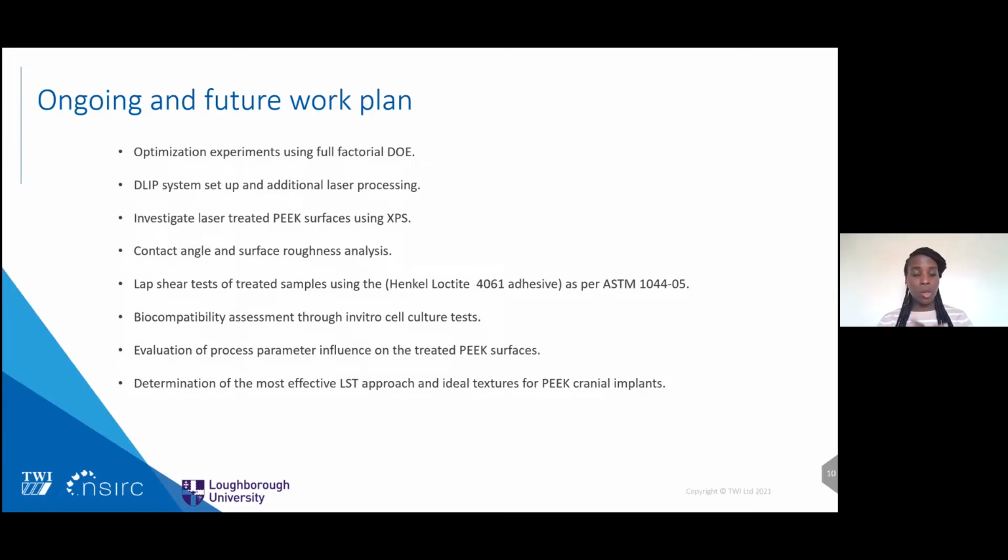Then I will do some biocompatibility assessments using in vitro cell culture tests and evaluate what the process parameters that influence the treated PEEK surfaces are, thereby determining what the most effective laser surface texturing approach is in creating ideal textures for PEEK cranial implants.